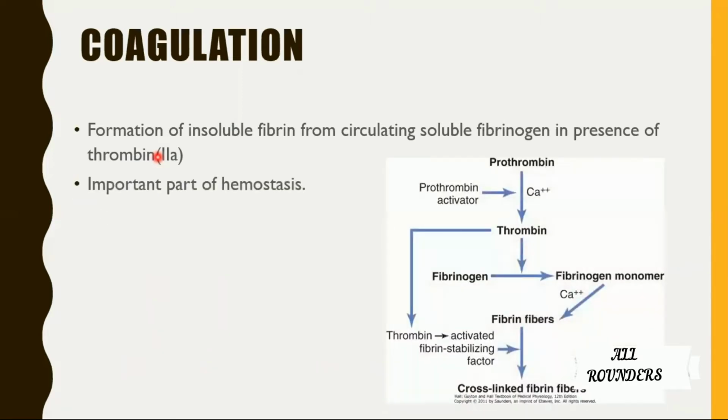Coagulation is an important part of hemostasis. Here the soluble fibrinogen is converted into insoluble fibrin, and those fibrin are cross-linked to form fibrin fibers. This helps in the clotting of blood. So coagulation is an important part of hemostasis.